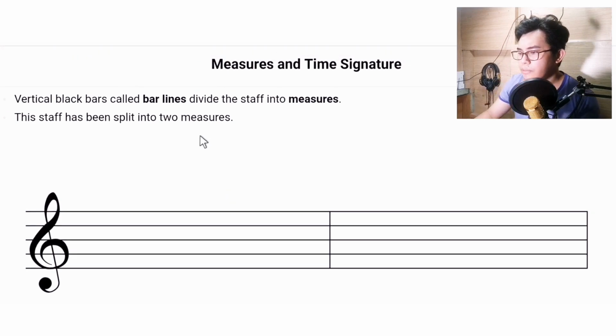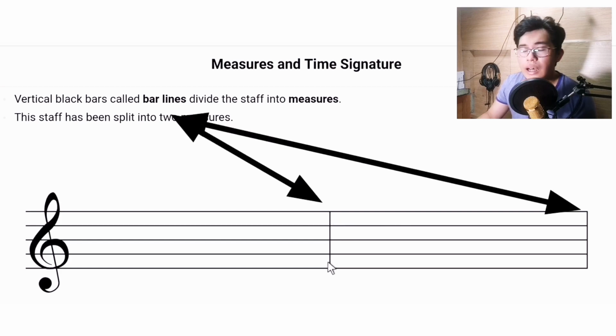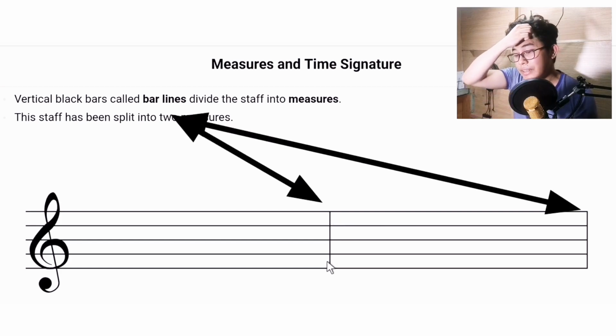Okay, so vertical black bars called bar lines divide the staff into measures. The staff has been split into 2 measures. So napansin niyo yung image dito guys. Meron tayong vertical line, ito nasa cursor ng mouse, and then this one. So ano nangyari? Na-divide yung staff sa dalawang parts. Meron tayong left and right. So itong line na to is called bar lines. Dinidivide nila yung staff into measures.